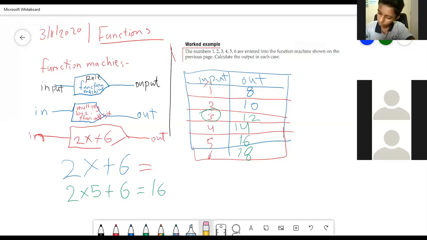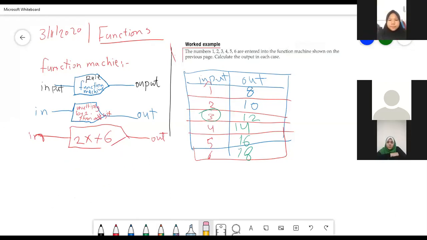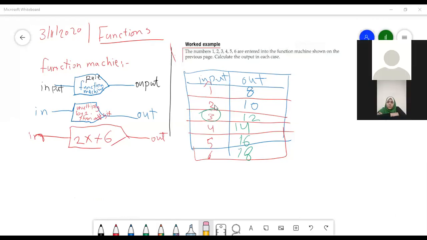Good. Now you got the meaning of input, rule, and output, right? And the function machine. Yes, Omar, you want to say something? I wanted to answer. Okay, Omar, what will be the output if the input is, for example, 10? 26. Good. Exactly.